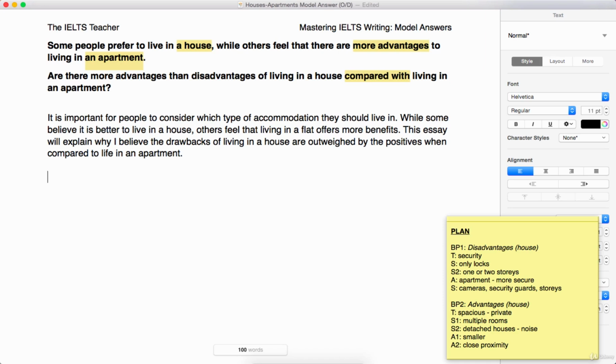Okay, let's move into the first body paragraph. And we know that we want to look at the disadvantages first, so let's make sure that we start the paragraph by clearly identifying the theme and the topic of the paragraph.